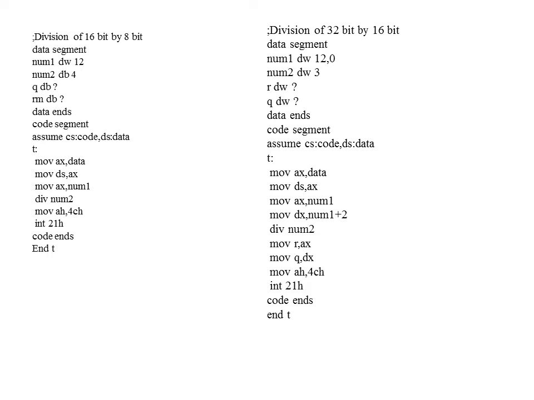Now divide this 32-bit number which is stored in the dx ax register by num2 which is a 16-bit number. After this division, the quotient is stored in ax, and the remainder will be transferred to the dx register. You can transfer them into the corresponding variables.